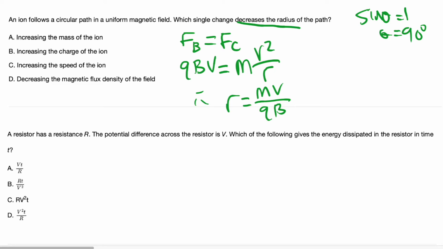So if you want to decrease the radius of the path, you can either decrease mass and velocity, or increase charge or magnetic field. So here, increasing the mass of the ion will increase the radius. Increasing the charge of the ion will decrease the radius. Increasing the speed of the ion will increase the radius. Decreasing the magnetic flux density, which means decreasing B here, will increase the radius. So the answer will be B.